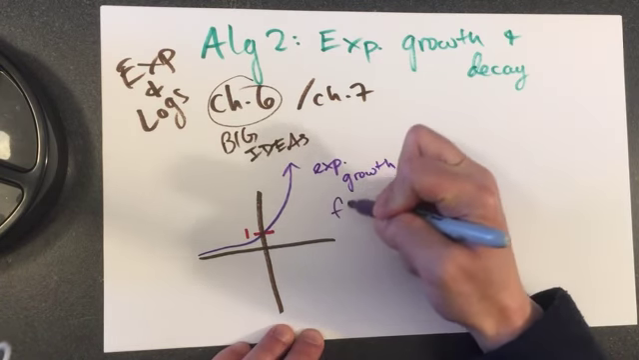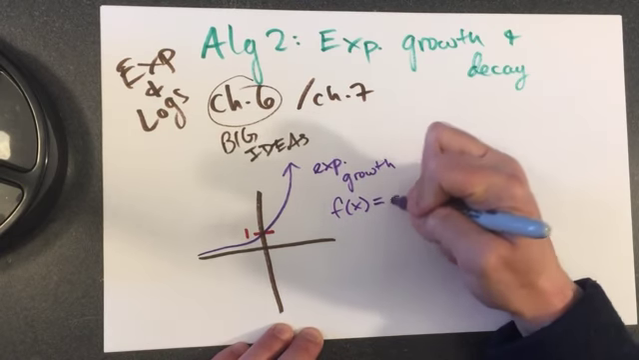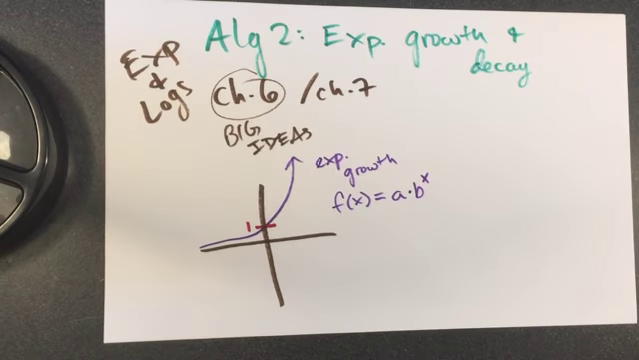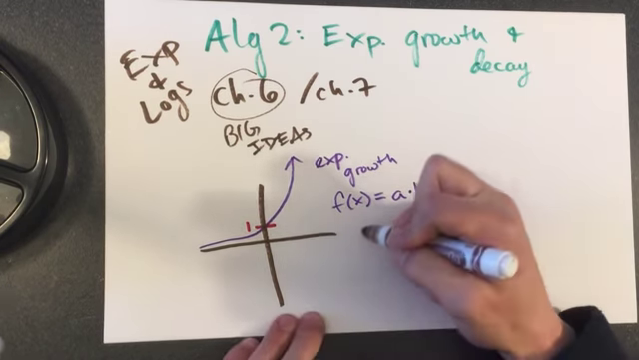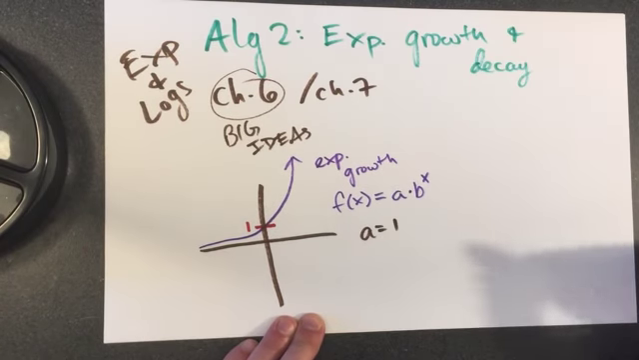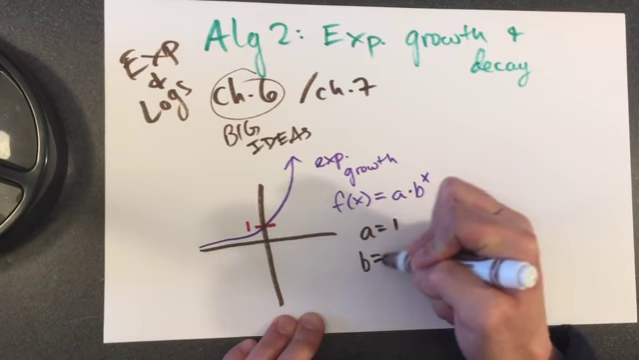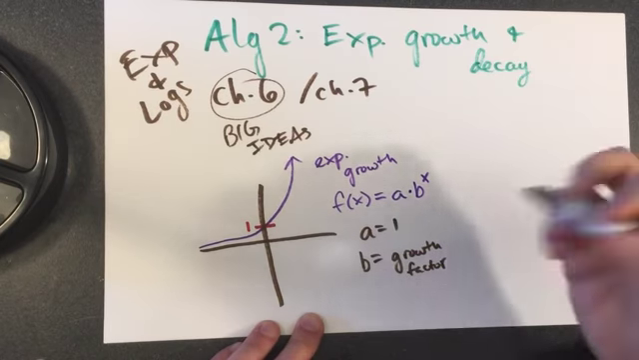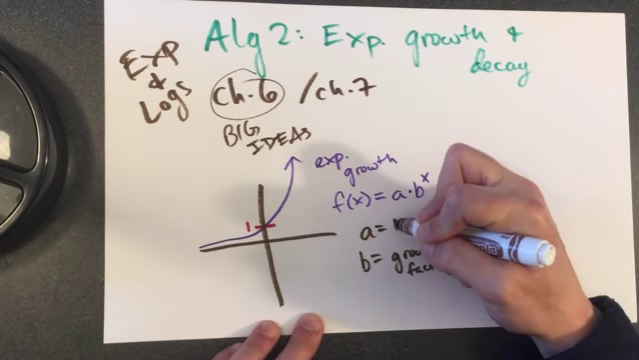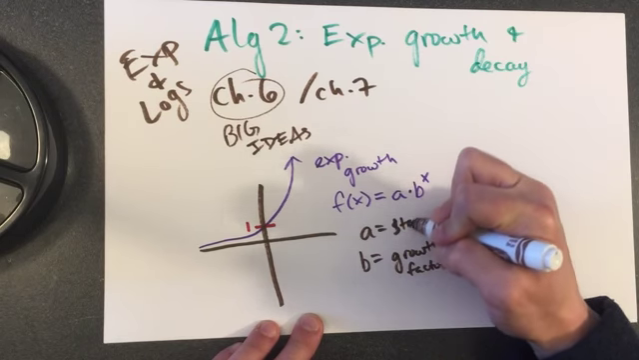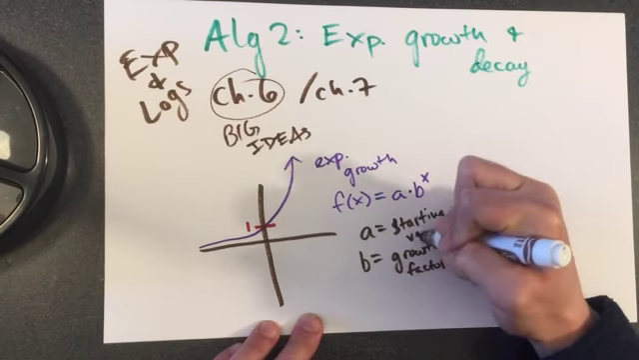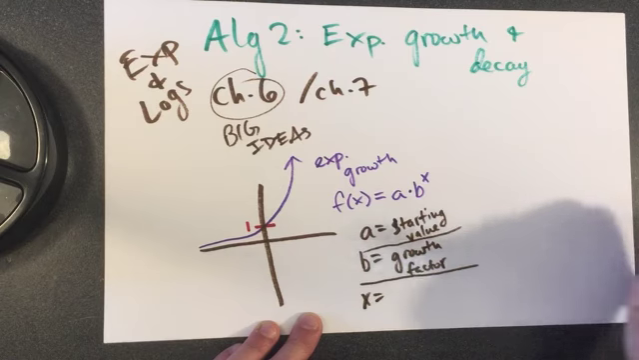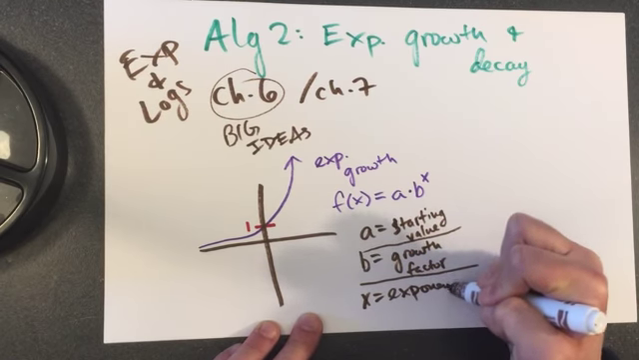So we write this equation as f of x equals a times b to the x power. In this case, a is 1, and b we don't know. b equals our growth factor, right? It could be decay, but in this case we know it's growth. a we can think about more generally as our starting value. So we want to define those things. And x is the exponent in this case. We'll talk about that a little bit more.